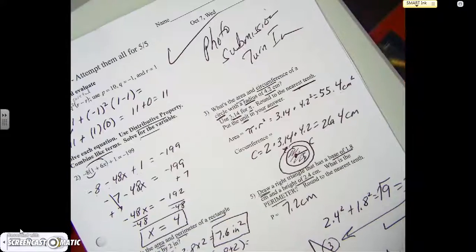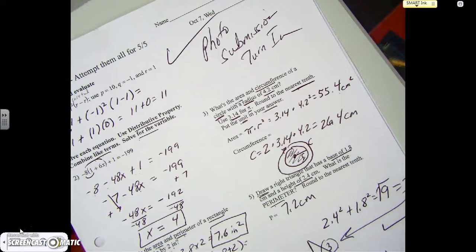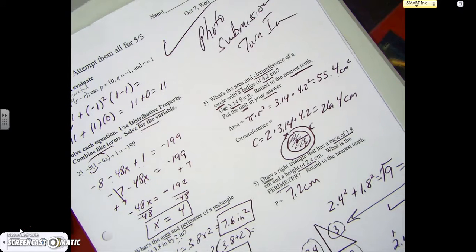All right, and then next we are going to review how to use the distance formula for area and perimeter in a coordinate plane. You'll work with partners, and then you have an exit ticket.